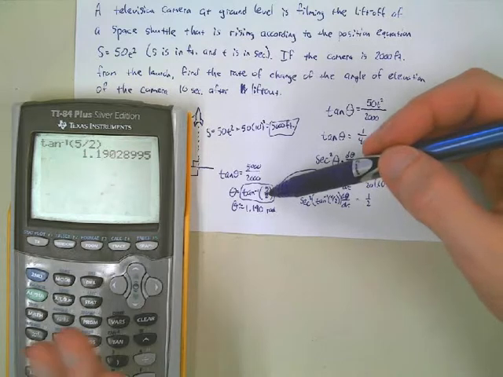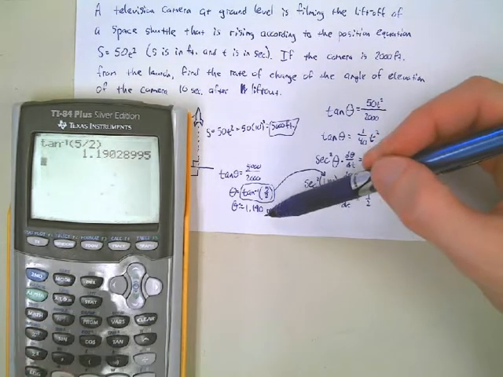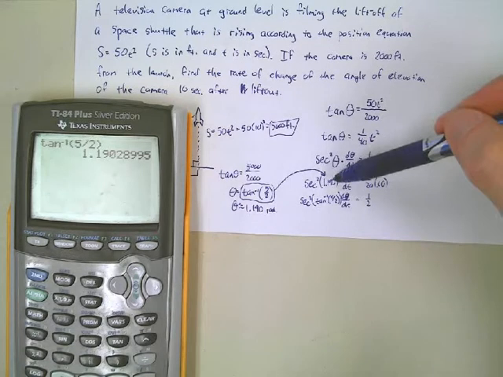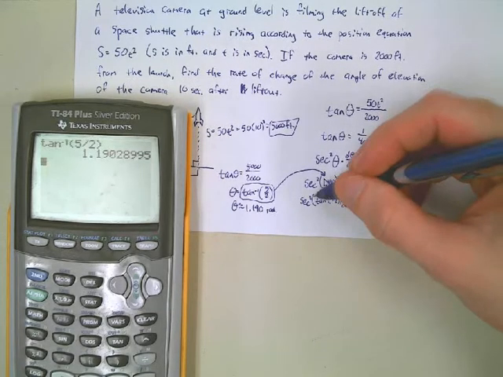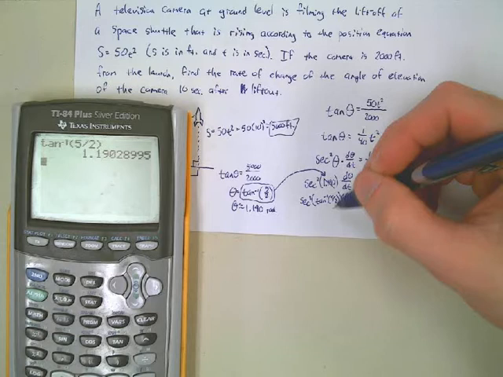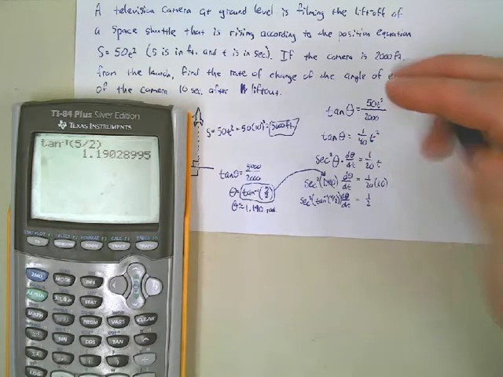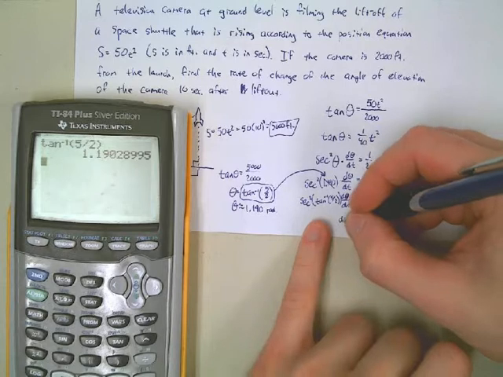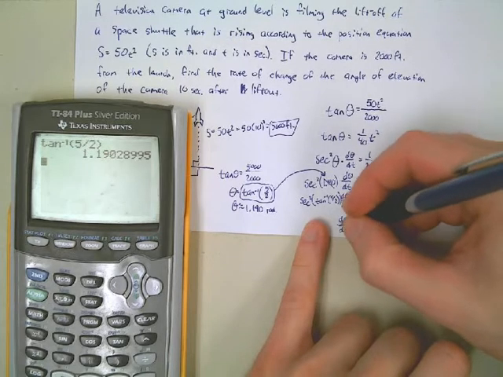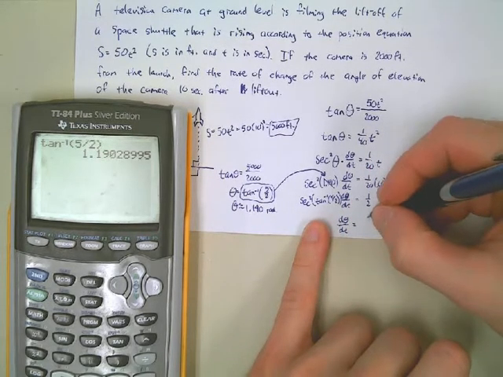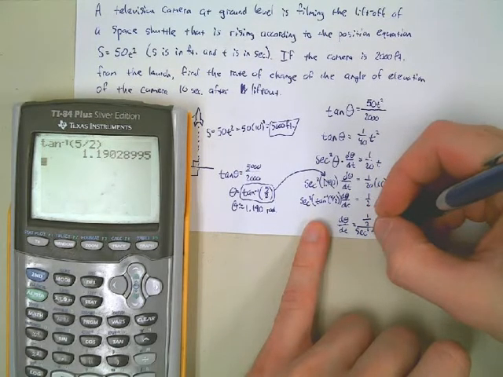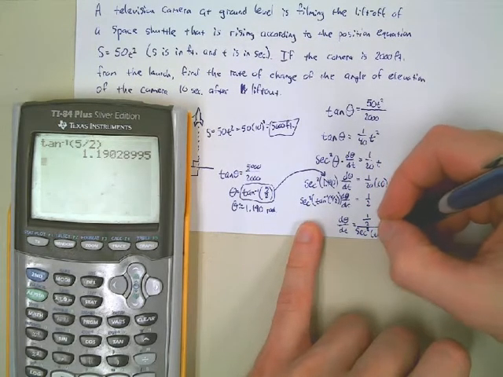So instead, I'm going to keep this and say it's not secant squared of 1.190. I'm going to say secant squared of tangent inverse of 5 halves. That's the exact value. And so then I want to finish solving here for d theta dt. So d theta dt equals, and then take 1 half and divide that by secant squared of tangent inverse of 5 halves.